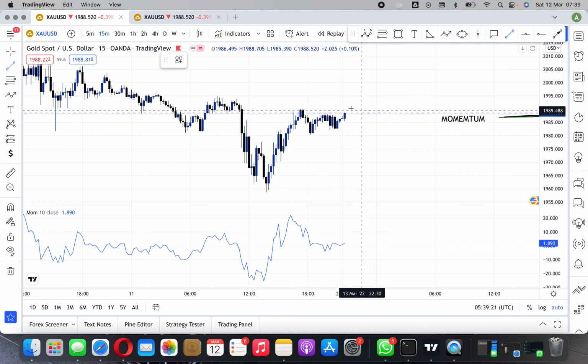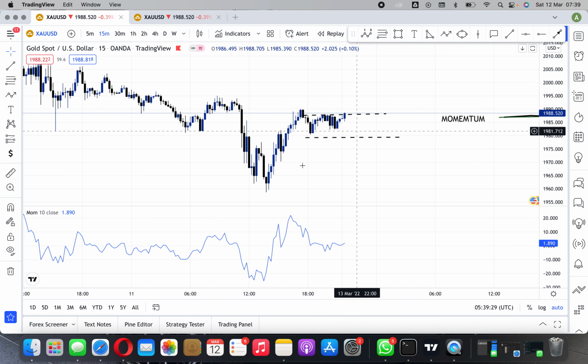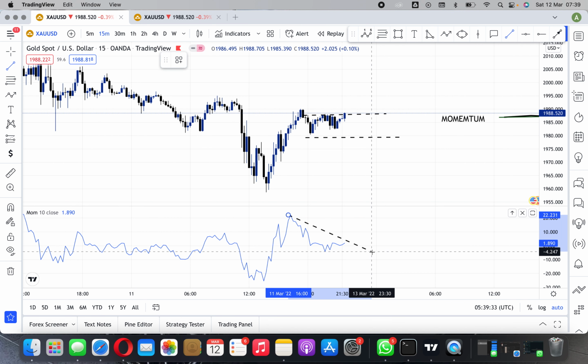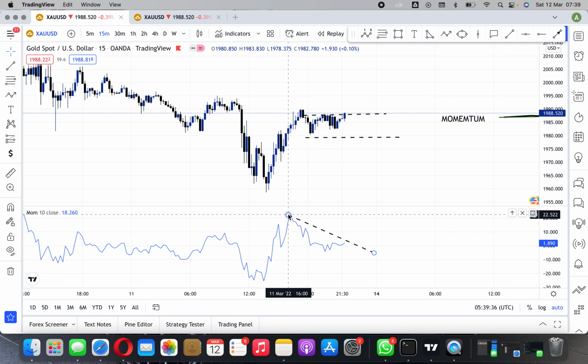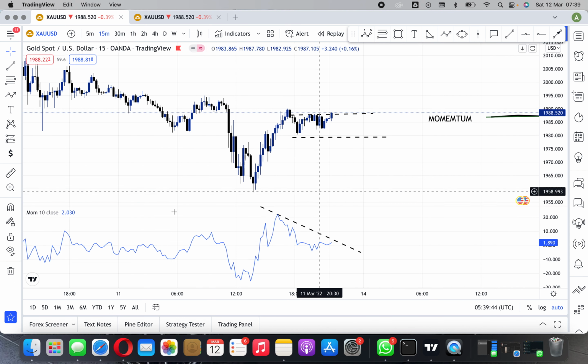Actually, here the market is kind of ranging, not so much of a downtrend or whatsoever, but the momentum shows us that there's no more momentum in the market because today is Saturday. Yes, Saturday, and trading ended already, so there's not much activity in the market.